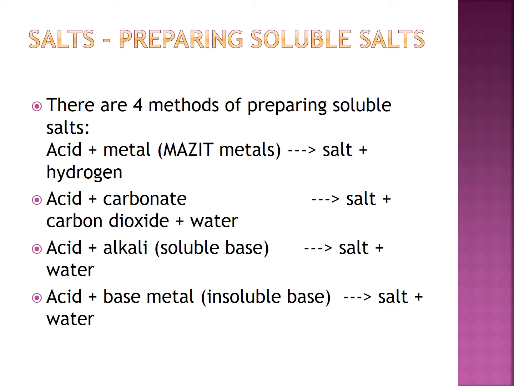The next one is the reaction of acid with carbonates. When carbonates react with acid, salt, carbon dioxide and water are formed. In case of reaction of acid with alkalis, meaning soluble bases, salt and water are formed. And in case of reaction with base metal, meaning insoluble bases, salt and water are formed.